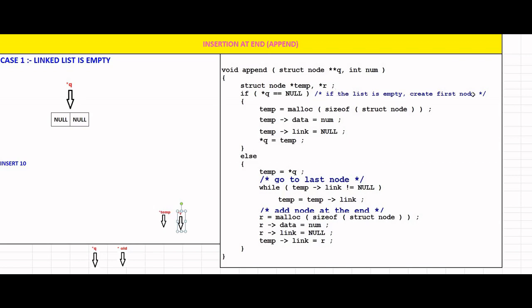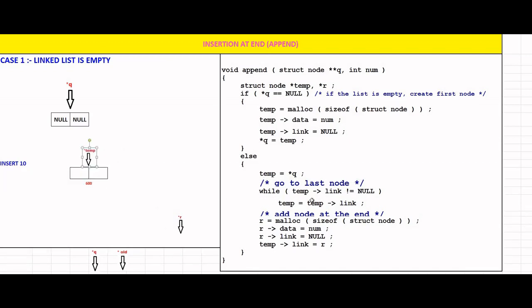So see, there is a comment: if your linked list is empty, then q is null. So control goes here, temp is equal to malloc size of. At this location we create one node whose name is temp. Let us take the address as 600. So now we have one node having the address 600 and whose name is temp. So temp contains the address of the newly created node, that is 600.